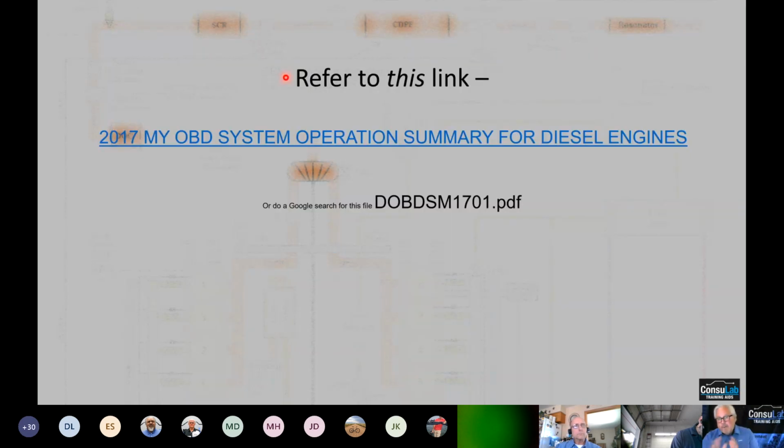Switch screens here. If you need these links, they are there. Let me move this out of the way. The links are there, or you can do the search of the document number. And as I was telling Phil earlier on, if you change this 7 to a 6 and do a search, you'll get 2016 model year. If you change it to an 8, you'll get 2018 model year. Pretty comprehensive document to use as a base to study from.